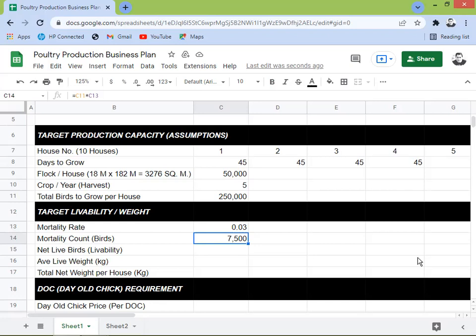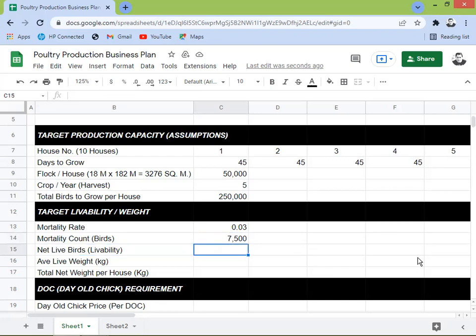Okay, you cannot avoid that. Sometimes you can minimize it, but nevertheless, you always have a mortality count in your farms. So you have to consider that also in planning the business. All right.